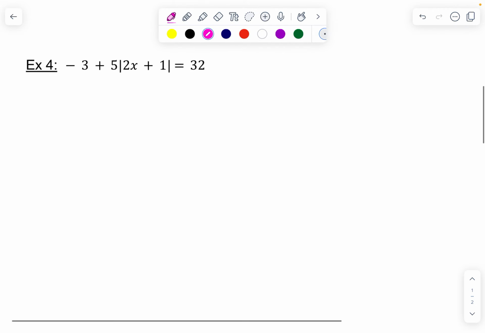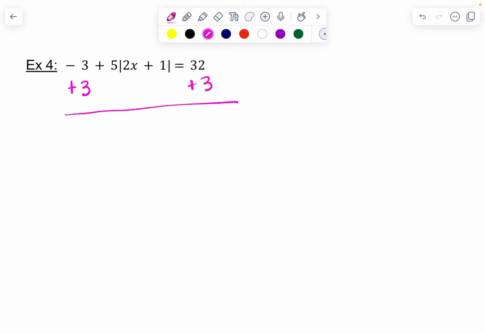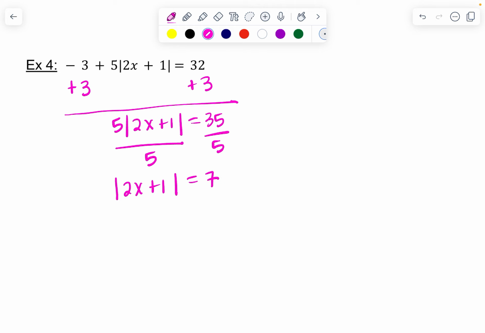Let's look at one more. Again, we get rid of the number that's not attached to the absolute value first, so I'm going to add 3. And then I get 5 times the absolute value of 2x plus 1 equals 35. Then I'll get rid of the number that is attached to the absolute value. Now I have the absolute value of 2x plus 1 equals 7.